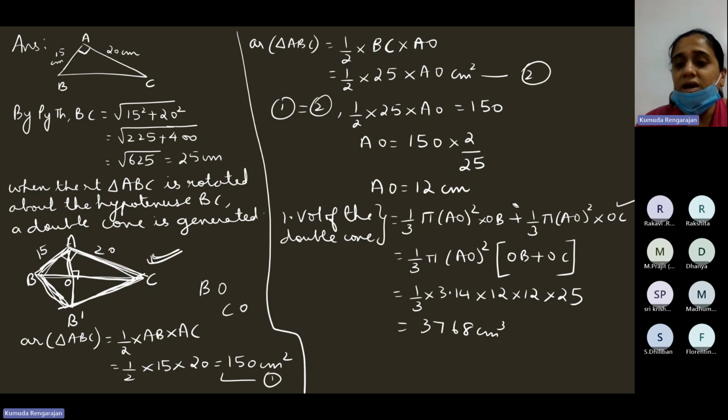Now, found the answer for surface area also? Surface area? What's the surface area? How much? 94.2. I'm getting a different answer. Did you do pi r h? Did you take L? What's the formula? Pi r L, right? I have a different answer.